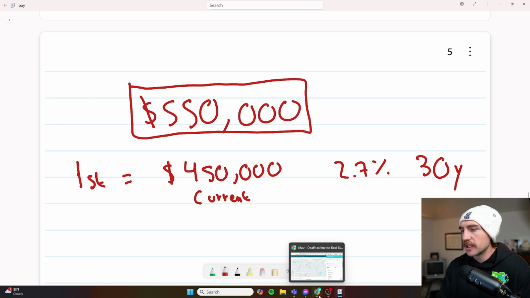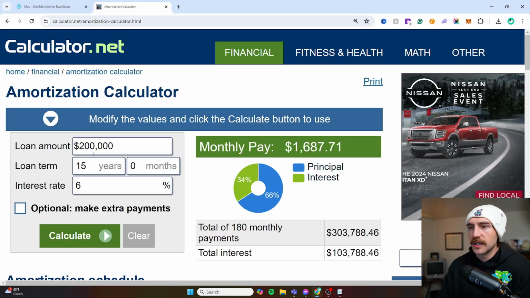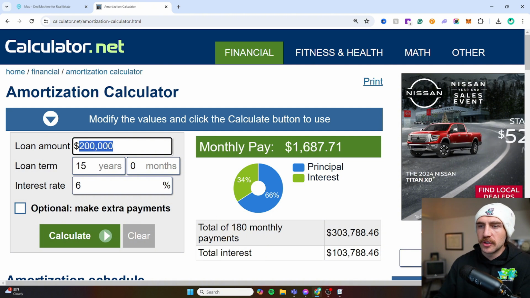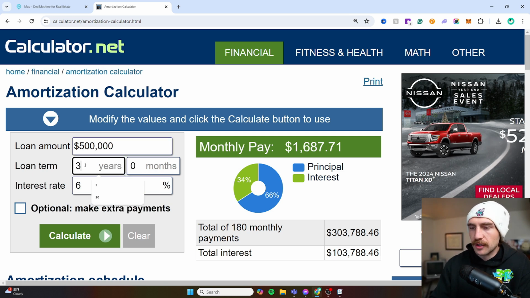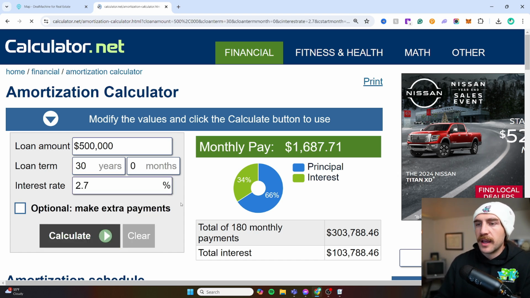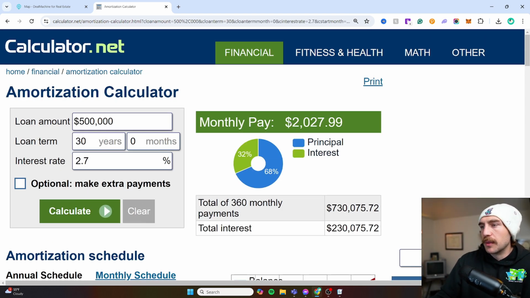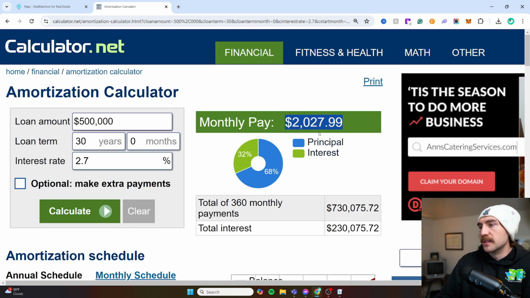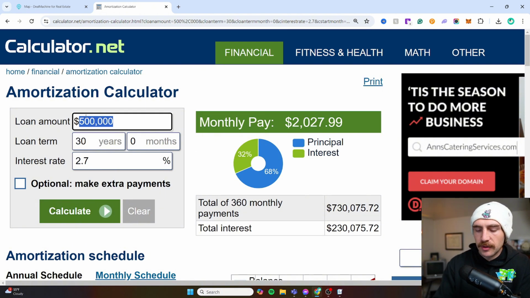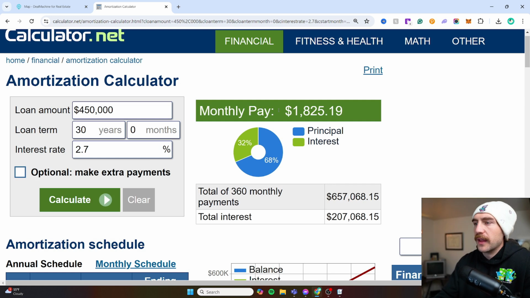But if you don't have the mortgage statement, guys, flip over to an amortization calculator. And what you're going to do is, you're not going to put the current loan balance in here. You're going to put the original loan balance. So let's say the original loan balance is actually $500,000. Then you're going to put 30 years, and you're going to put 2.7%, and you're going to calculate, and you'll see that the monthly payments are $2,027.28. For sake of easy numbers, let's just put $450,000 here. And that'll be $1,825.